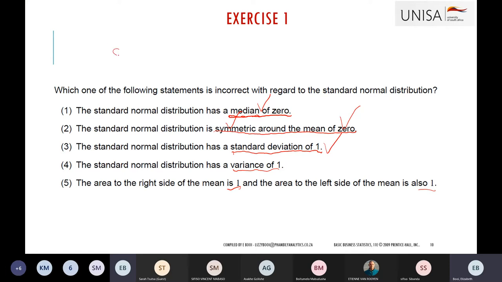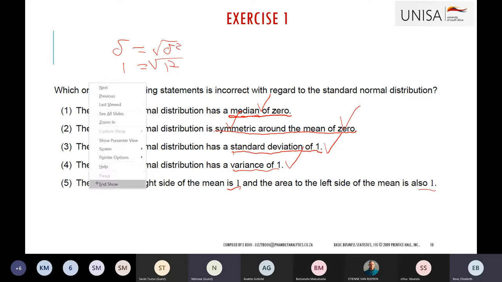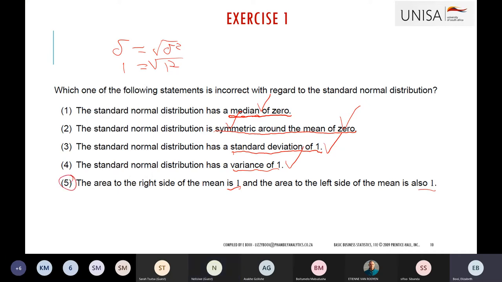What is the standard deviation? Remember, the standard deviation is the square root of the variance. So if the standard deviation is 1, therefore it means our variance is equal to 1, because the variance of 1 will also give us the standard deviation of 1. So therefore that is correct, which leaves us with one final answer, which is number 5, which says the area to the right of the mean is 1 and the area to the left is 1.